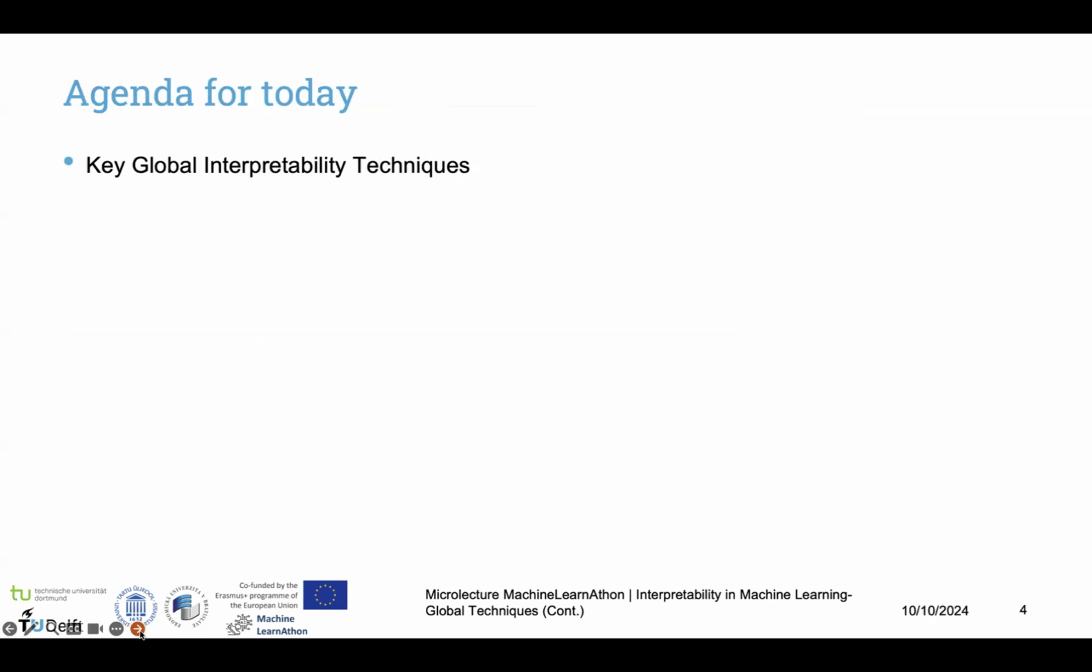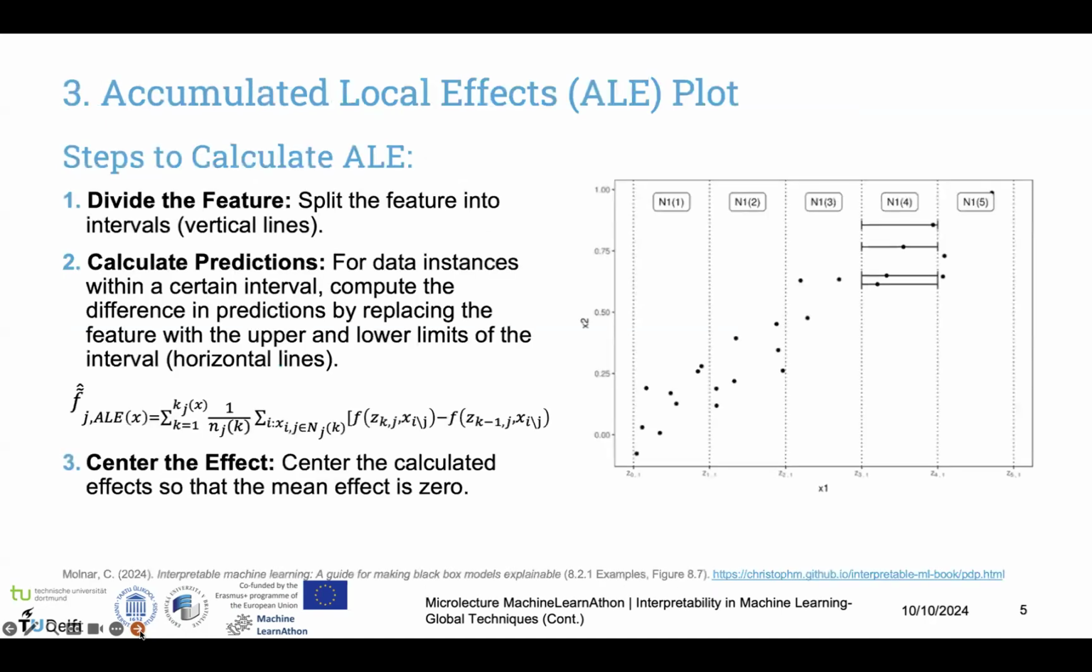So today we are going to continue the topic of global interpretability techniques. Last week we covered partial dependence plot and individual conditional expectations, and today we are going to cover another 3 techniques. So the third technique that we have is called accumulated local effect. And the accumulated local effect solves the problem of the partial dependence plot.